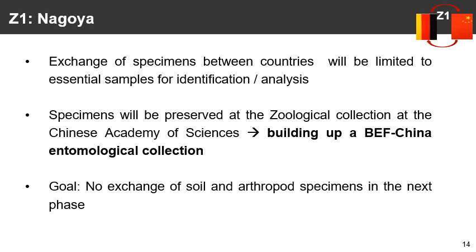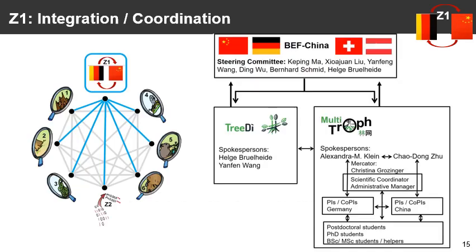Our second goal is that after 4 years, when we come to the next phase, we will not exchange any soil or arthropod specimens. All sub-projects have to report to the coordination project. So of course the coordination project will have lots of exchanges with all the different sub-projects, but also with the synthesis and data management project.